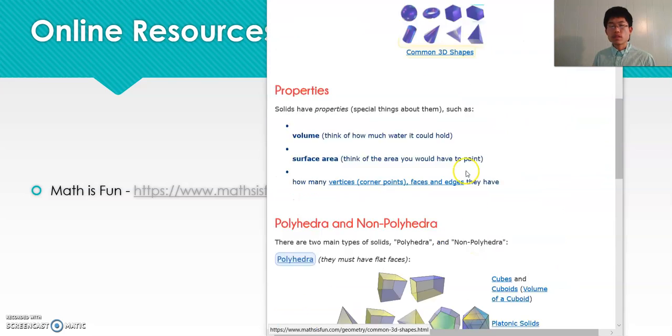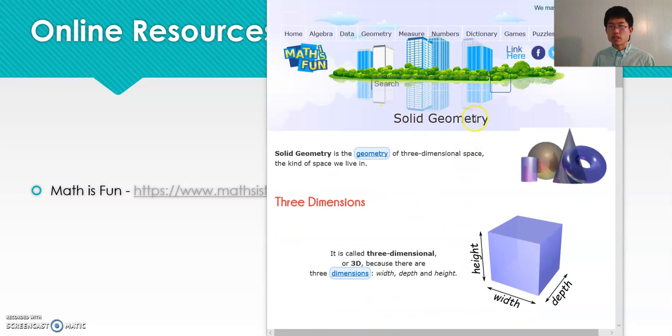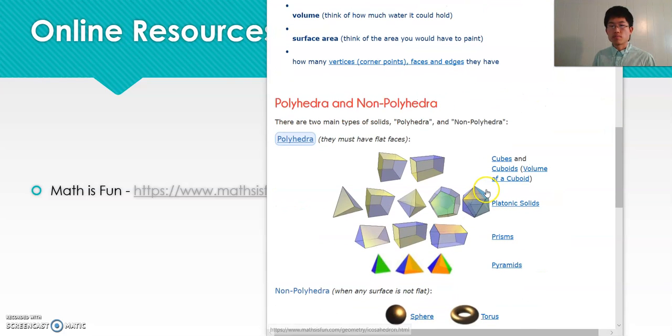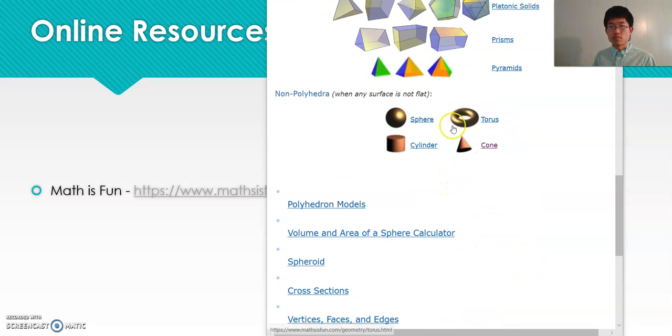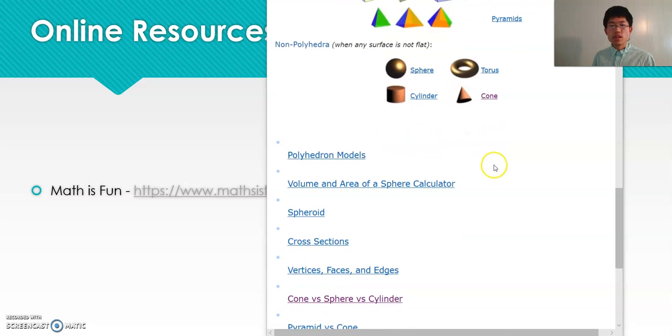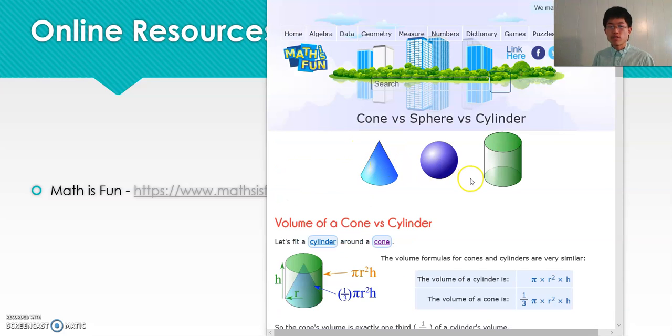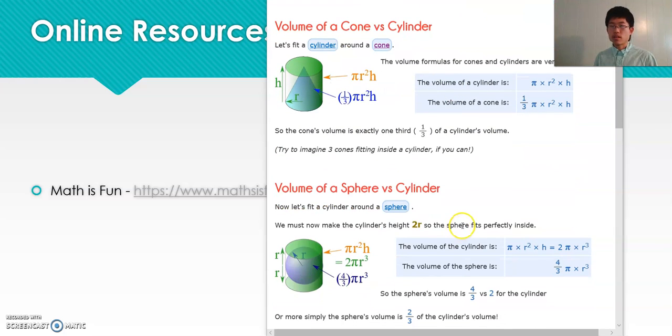So this page right here, Solid Geometry, is going to be a helpful resource for any of the solids that you might be studying, like cubes, prisms, pyramids, cuboids, and other things like spheres, cylinders, cones that I just did, and torus. There are other things in here. Now I'm going to go to the cone, sphere, and cylinder. Everything is here, actually.